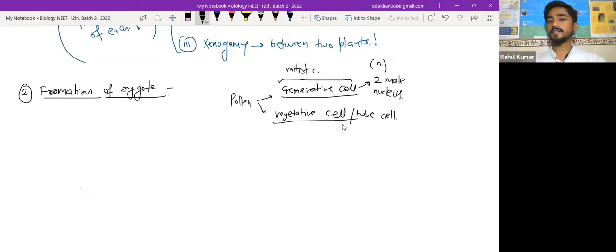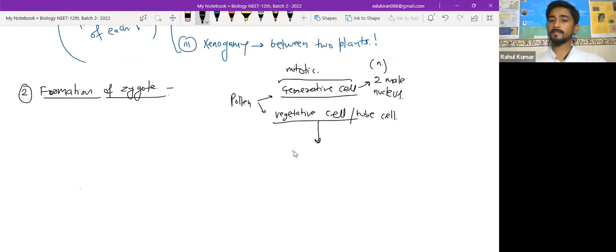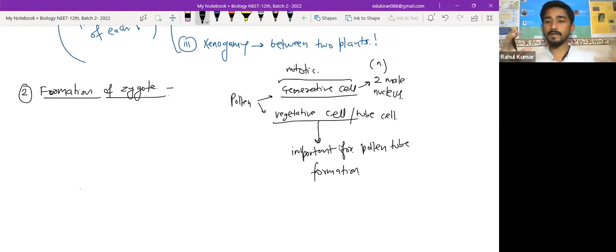And this vegetative cell is important for pollen tube formation. This vegetative cell has fluid, plasma, right? Because it's a cell, so it will have cytoplasm. So when the tube is made, in that tube this vegetative cell will just keep going in, and suspended in that cell will be the 2 male nucleus following it. Is it clear?